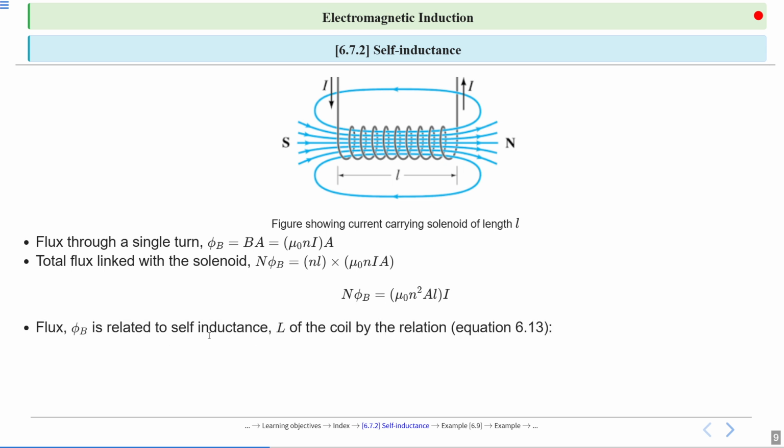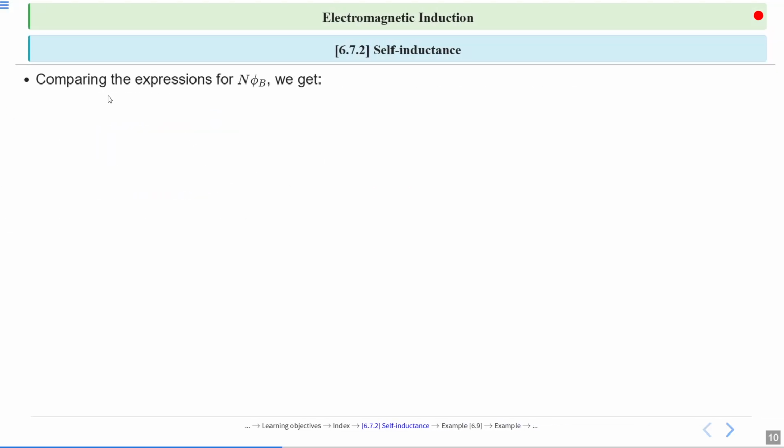Now the flux phi B is related to the self-inductance L of the coil by equation 6.13. N phi B is proportional to I, so N phi B is equal to L I, as we discussed in previous slides. So we can put N phi B equal to L I in this equation to get the expression for self-inductance. Comparing, we get L I equal to mu naught n square A L into I. I and I cancel out, so L will be equal to mu naught n square A L.